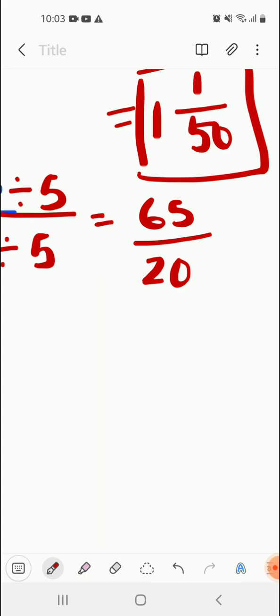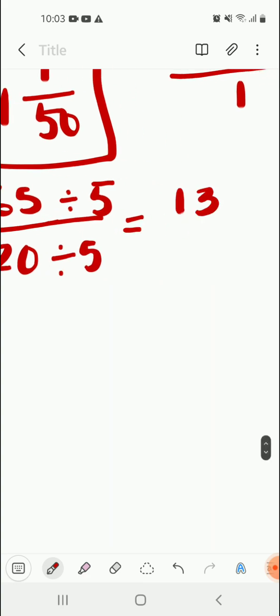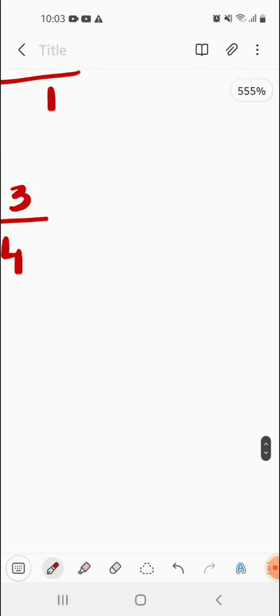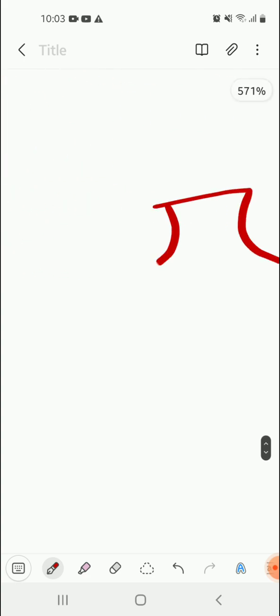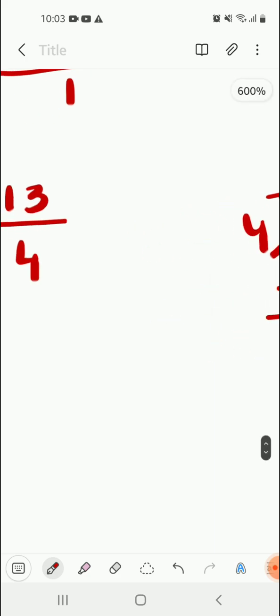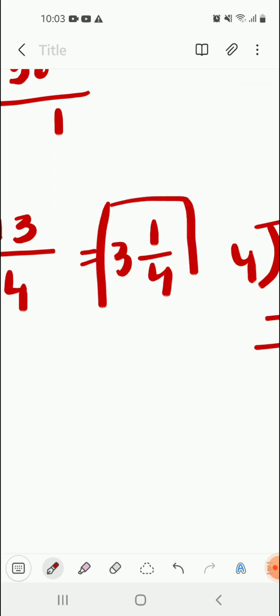Again 65, possible for us to divide it further with 5. So dividing both numerator and denominator with 5, we get 13 by 4. Now we will convert it into mixed fraction. 13 and 4, so 4 into 3, 12, and 1. So the answer is 3 1 by 4. So this is our answer, 3 1 by 4.